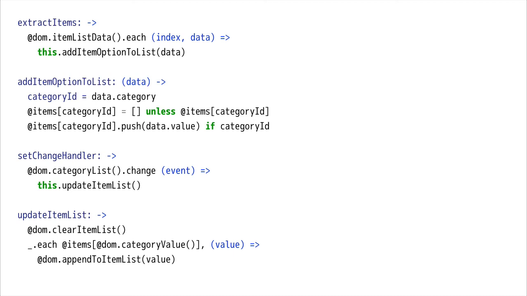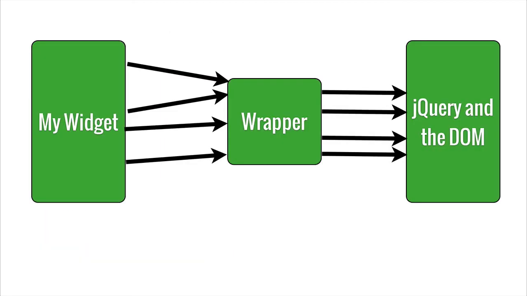And then in the update list, rather than actually appending the object in this class, we're passing that information back to that DOM class, and we're just passing it the value and having the DOM class have the responsibility of creating the object. And so what we wind up here now is we now actually explicitly have a wrapper object that is handling all of our jQuery and DOM responsibilities between our widget and the DOM.